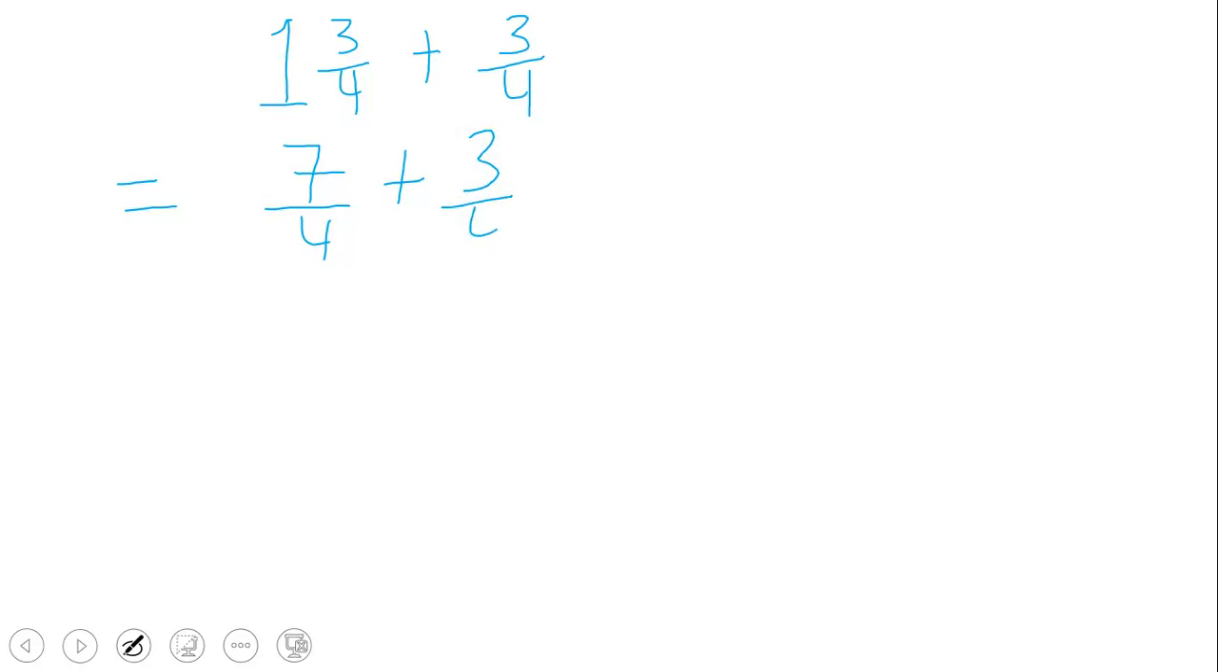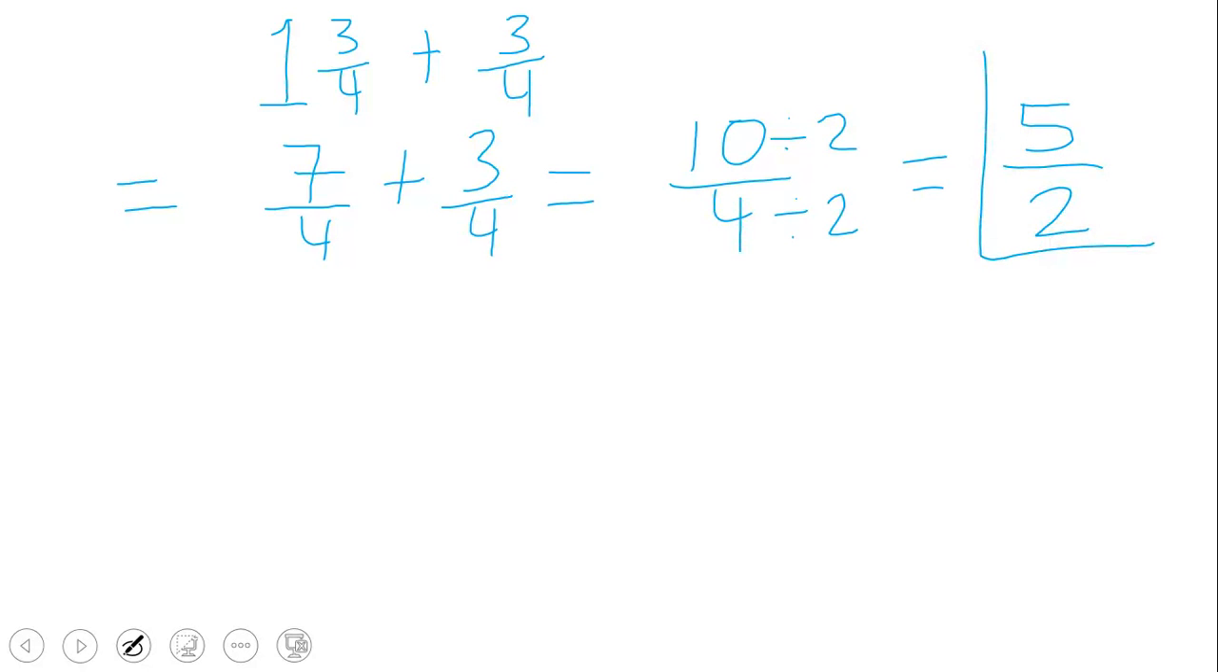Therefore 1 and 3 over 4 plus 3 over 4 equals 7 over 4 plus 3 over 4. But what is 7 over 4 plus 3 over 4? The answer is 10 over 4. Now let us take 10 over 4 and simplify it. We divide both top and bottom by 2. 10 divided by 2 is 5, and 4 divided by 2 is indeed 2. So we have 5 over 2. So 1 and 3 over 4 plus 3 over 4 is 5 over 2.